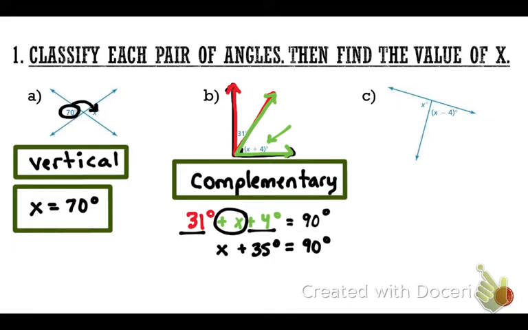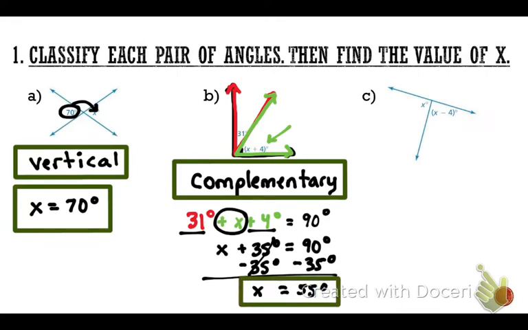Ellie, how do I get the x by itself? Subtract what? Very good. We're going to subtract 35 degrees from both sides, and this will help us to identify what the x is going to equal. All right, guys, what's the answer? 55. 55 what? Degrees. So let's box just that part in.